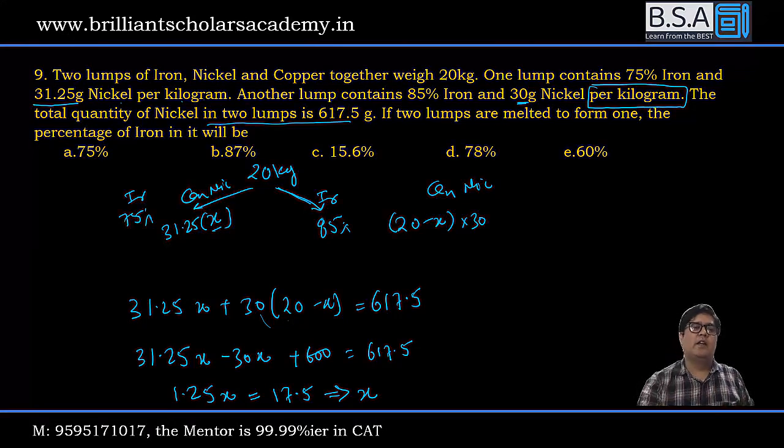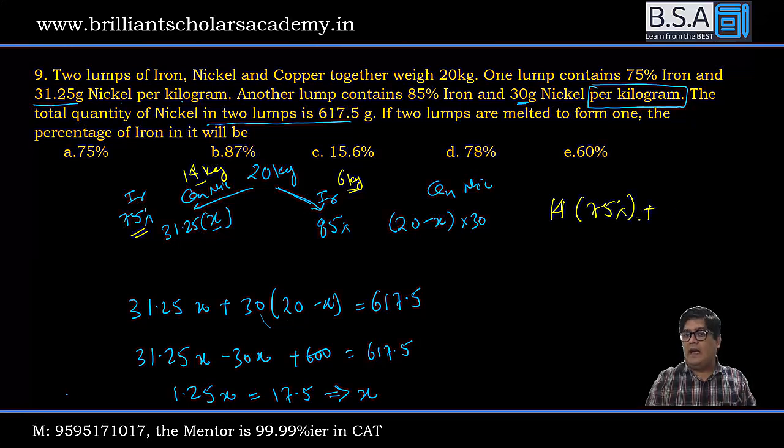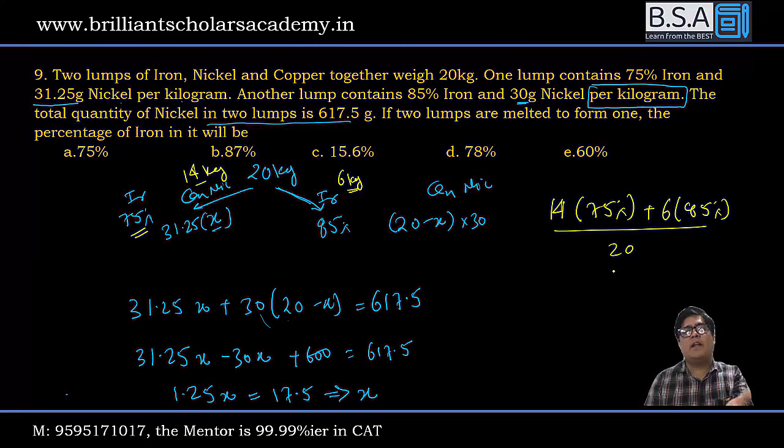Good, good, very good. That means there are 14 kilograms of the first type. Out of 20, there are 14 kilograms of the first type. That means there must be 6 kilograms of the second type. Now, what is the percentage of iron is the question. So can I say 14 kilograms of 75% and 6 kilograms of 85%, total kilograms are 20. This is weighted average. Solve this, and the answer is ready for you.